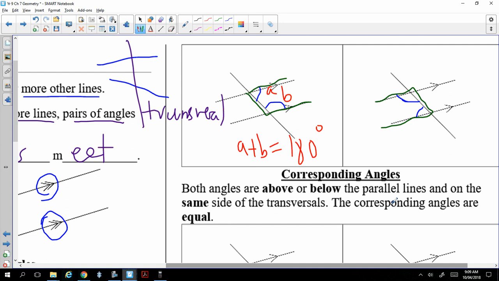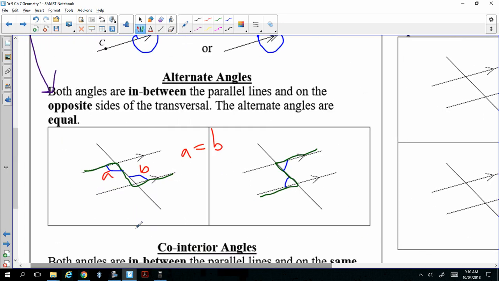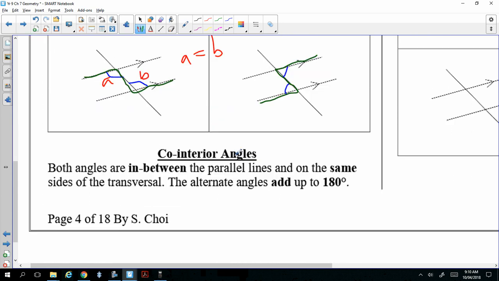Yep. No. Really? Let me see. See, alternate angles are equal. Co-interior. I copy and paste without changing. Sorry. Co-interior. You're right. Thank you for that. All right, I will change it in a future edition.